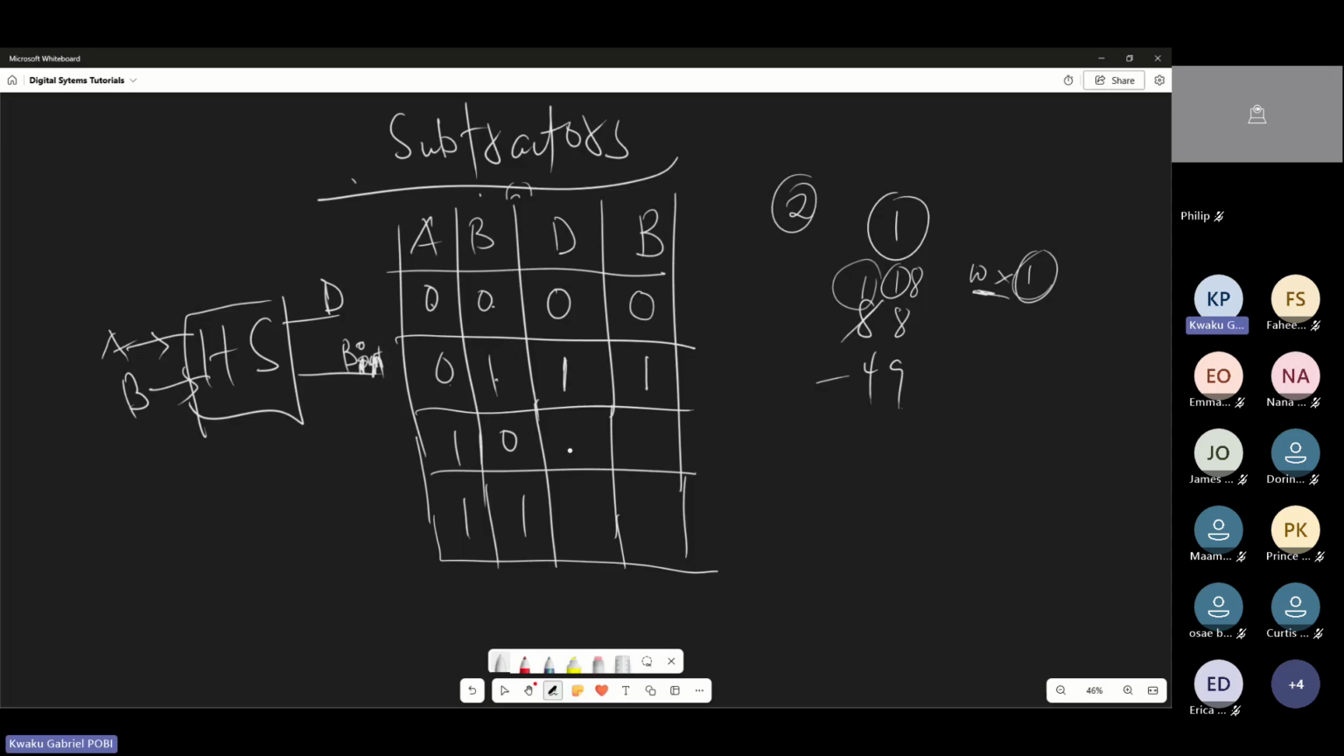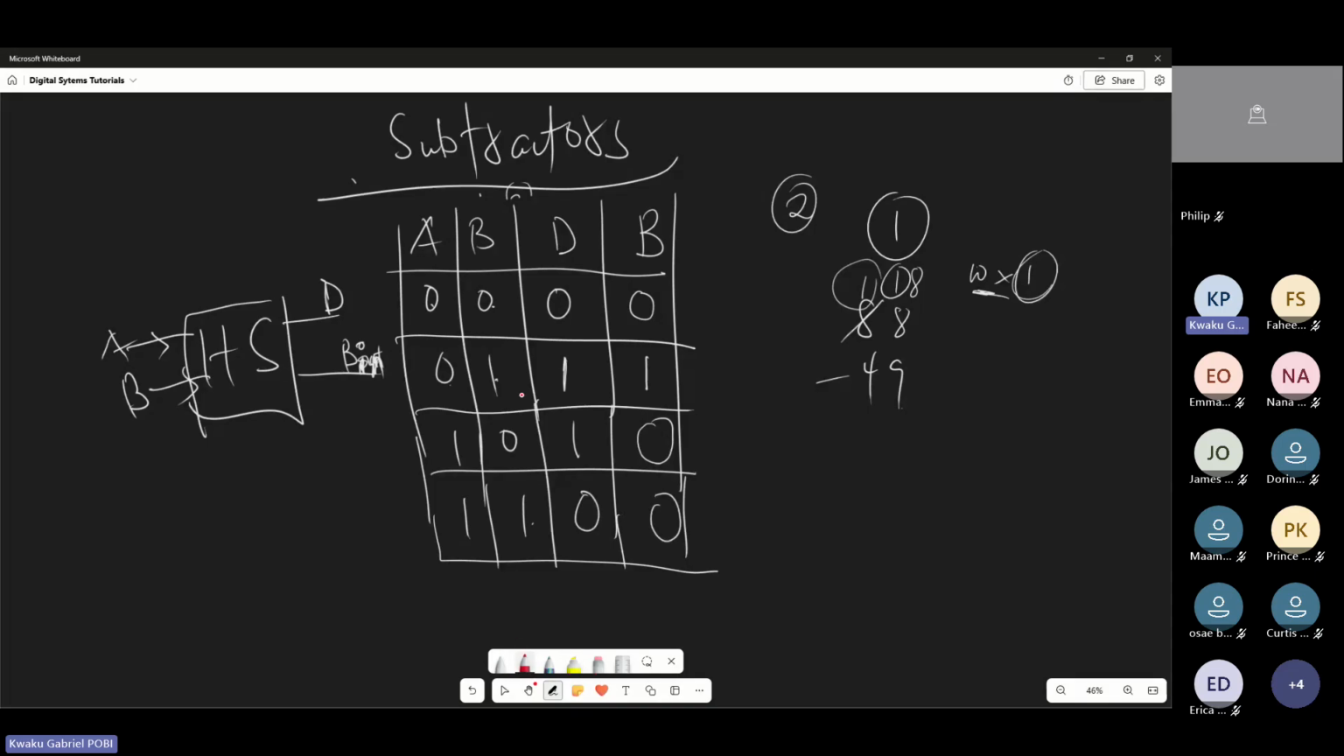That's what it means. Then here too, you have 1 minus 0. So that one gives you 1 straight away. And then you get a 0 here because you didn't borrow from anyone. And then here 1 minus 1 is just 0. You didn't borrow, so it's 0.